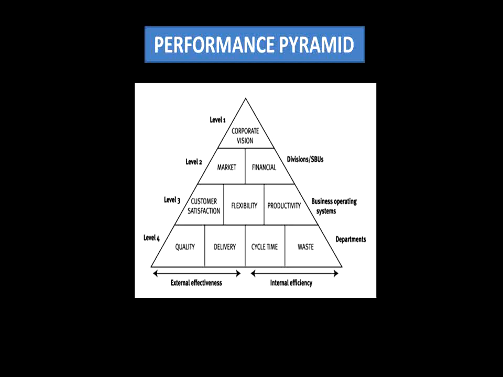After that, the other one is the quality, delivery, cycle time and waste. So we can link it with the productivity. So productivity here is linked with cycle time and waste. So I have already discussed that the more minimal the waste in cycle time, the higher will be the productivity.